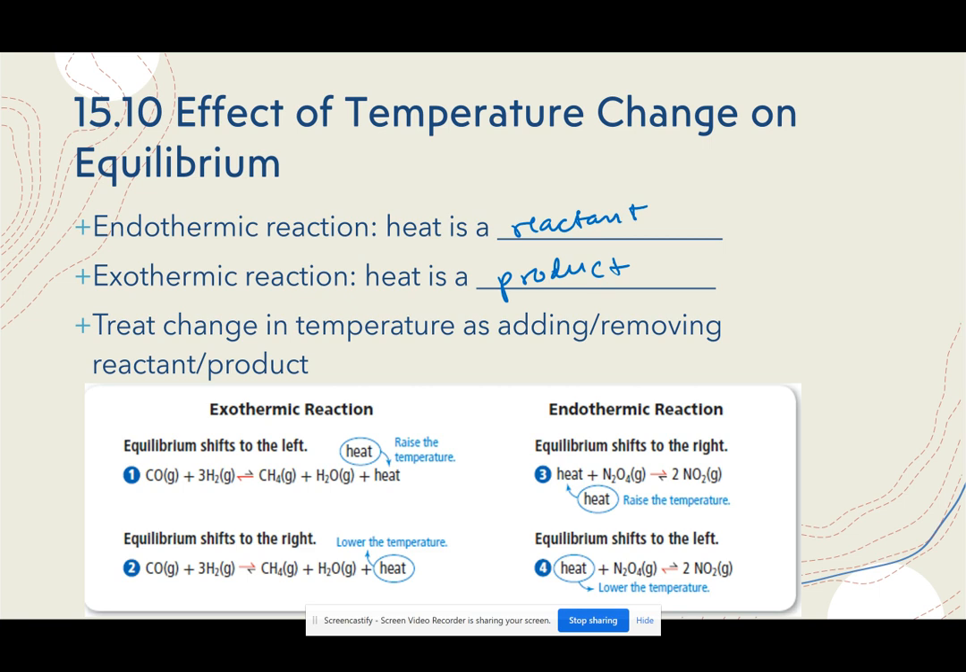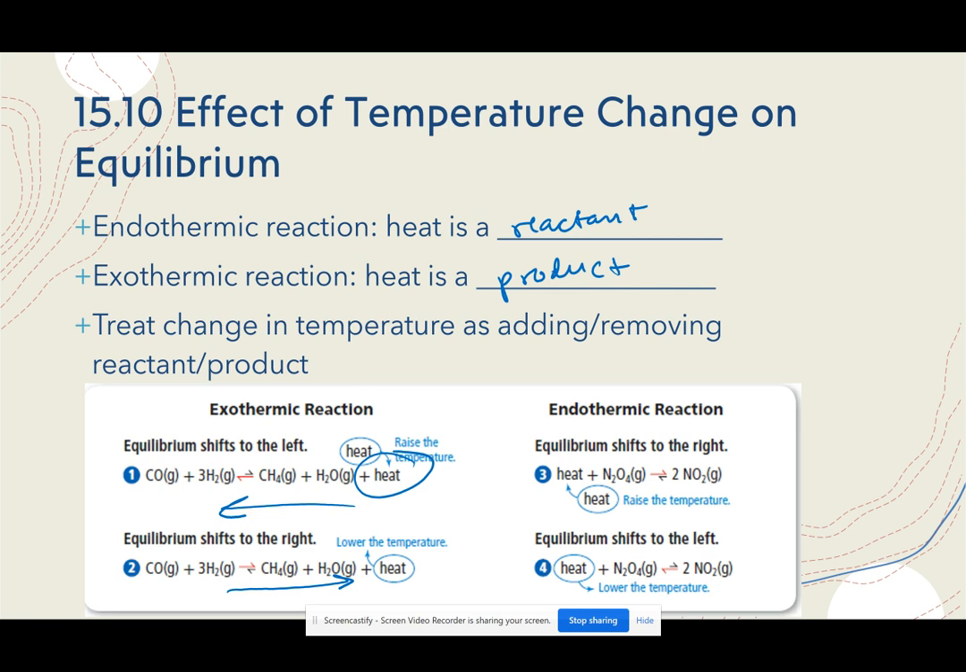in the right place. So if I have an exothermic reaction and I'm raising the temperature, that's like adding to the product side, so I'm going to shift away from what I'm adding. If I have an exothermic reaction and I lower the temperature, that's like removing product, and so I'm going to shift to replace what I remove. And then, of course, the opposite is true for endothermic, where heat is a reactant.